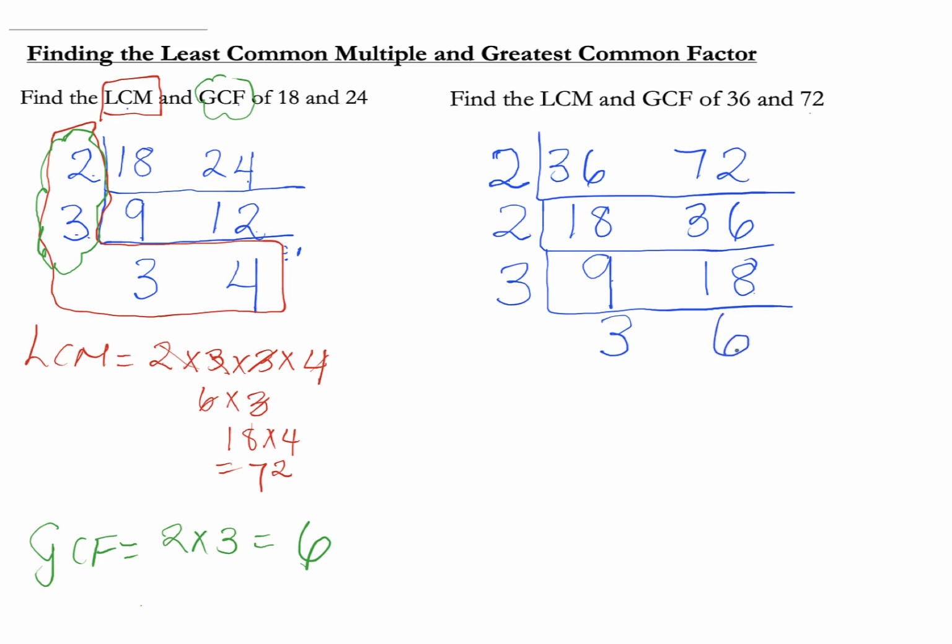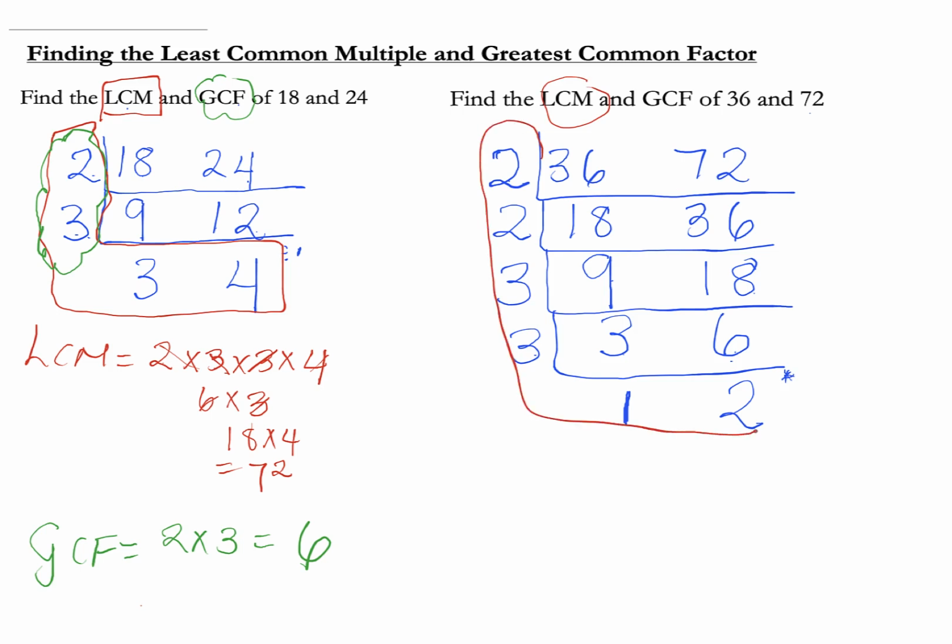Now 3 and 6 can be divided by 3, so notice that my ladder is continuing. 3 goes into 3 one time. 3 goes into 6 two times. Now 1 and 2, the only number that can divide them is a 1. So I am finished. Again, I want the LCM. So make your L. There you go. That's your LCM right here.